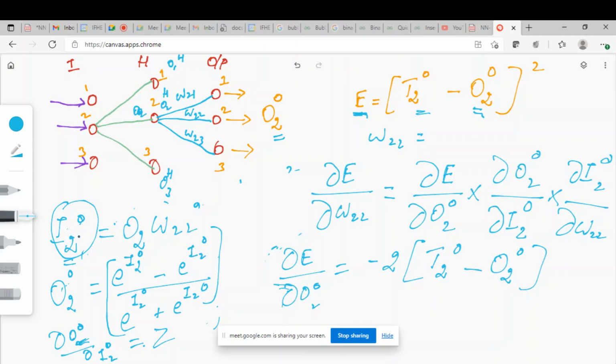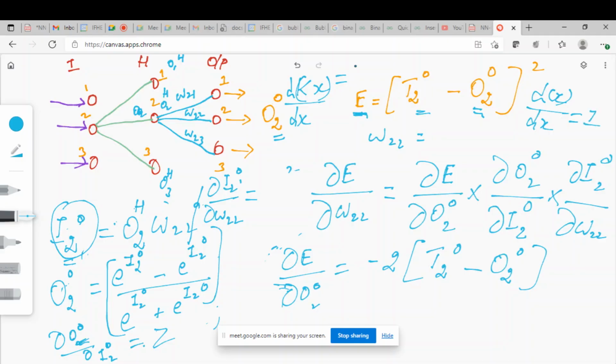Now we have to differentiate I2O with respect to W22. I2O is the input of the second neuron of the output layer. When you differentiate it with respect to the weight, what will we get? This is O2H, the output from the hidden layer. This is something like differentiating Kx, where K is a constant. What is the differentiation of x with respect to x? 1. So what is the differentiation of Kx with respect to x? K.